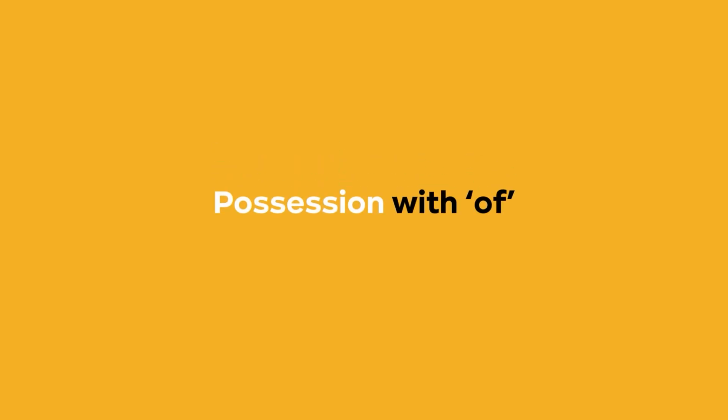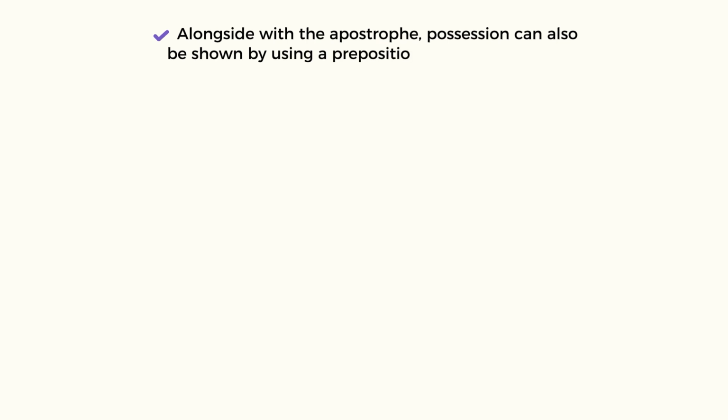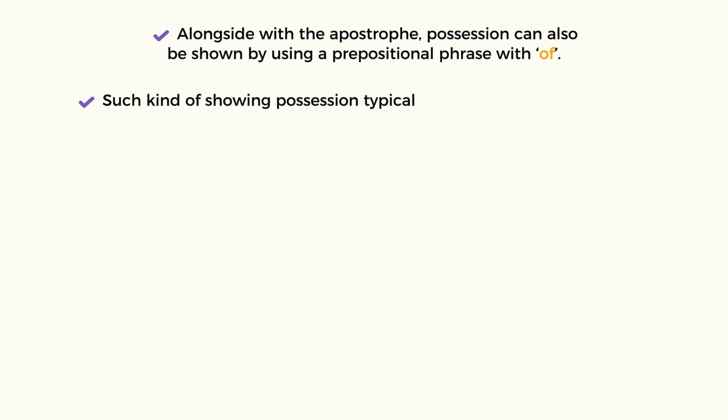As a final note, possession with of. Alongside the apostrophe, possession can also be shown by using a prepositional phrase with of. This kind of showing possession is typically used with a concept or object, not a person or animal.